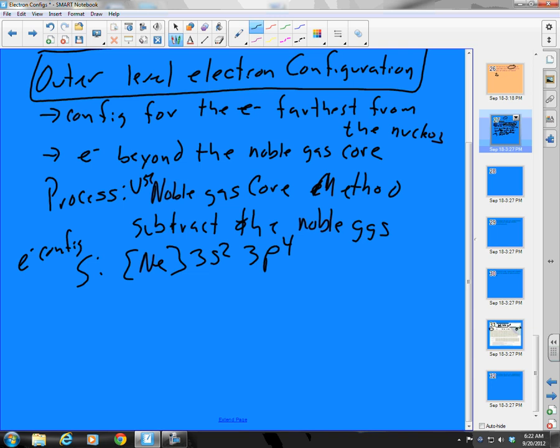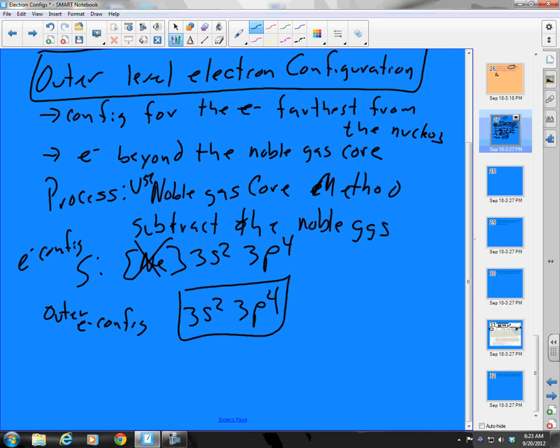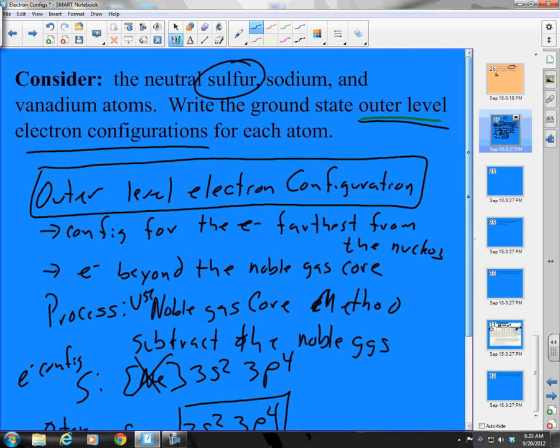So how do I get my outer electron configuration? I get rid of the neon, and what's left is 3s2, 3p4. That's my outer electron configuration for sulfur. That means these are the electrons that are farthest from the nucleus. It's that simple. Let's do another one.